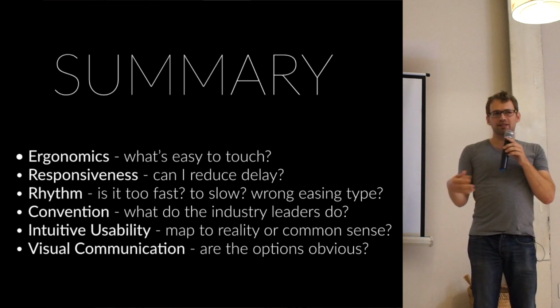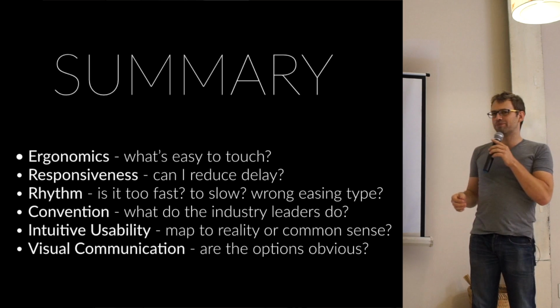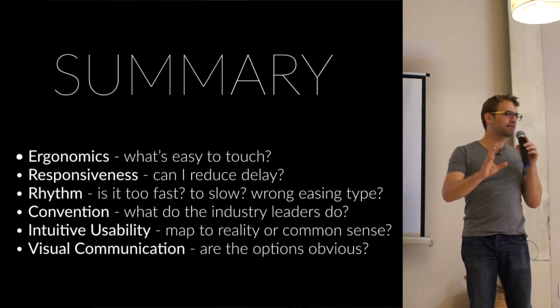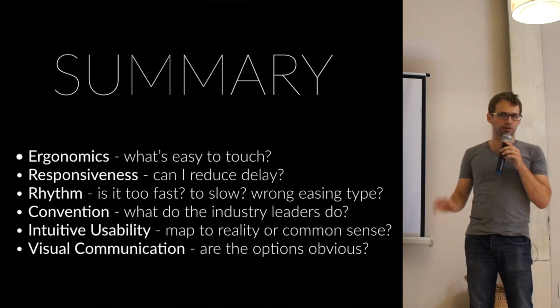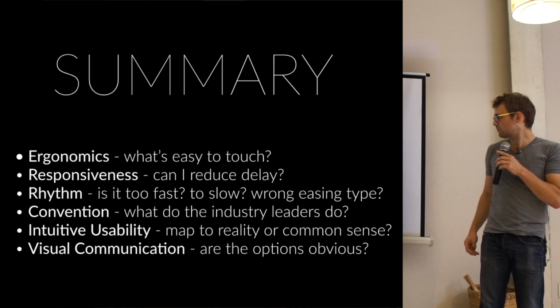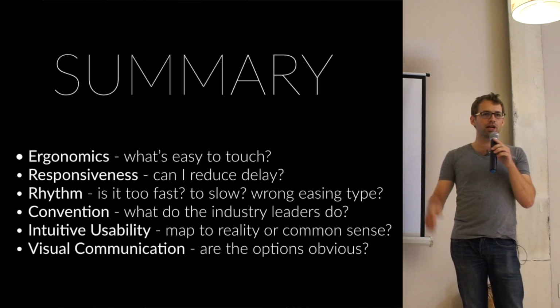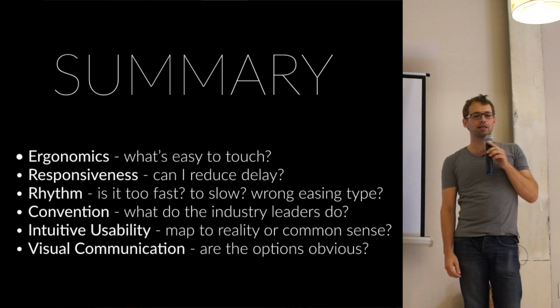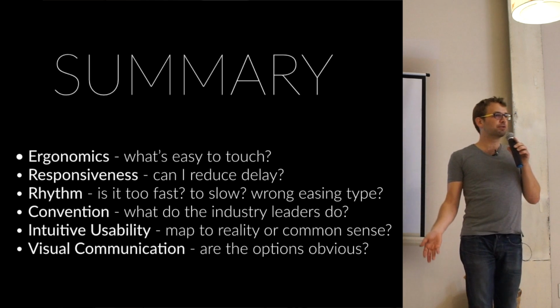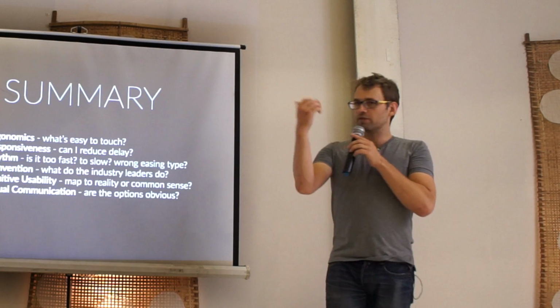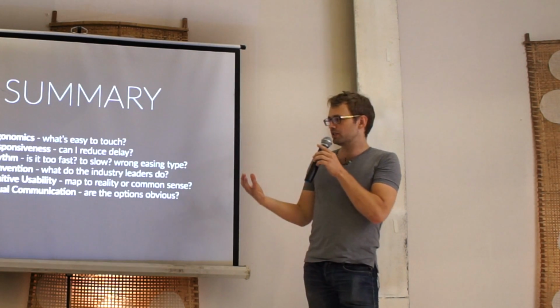Rhythm, is it too fast? Is it too slow? If you're using a tweening algorithm, are you using the right kind of ease in and ease out? Would a different one feel better? Convention, like what did Facebook do on their app? What did Airbnb do on their app? It might not be the right solution for you, but it might be a good place to start. The intuitive usability, like mapping reality.